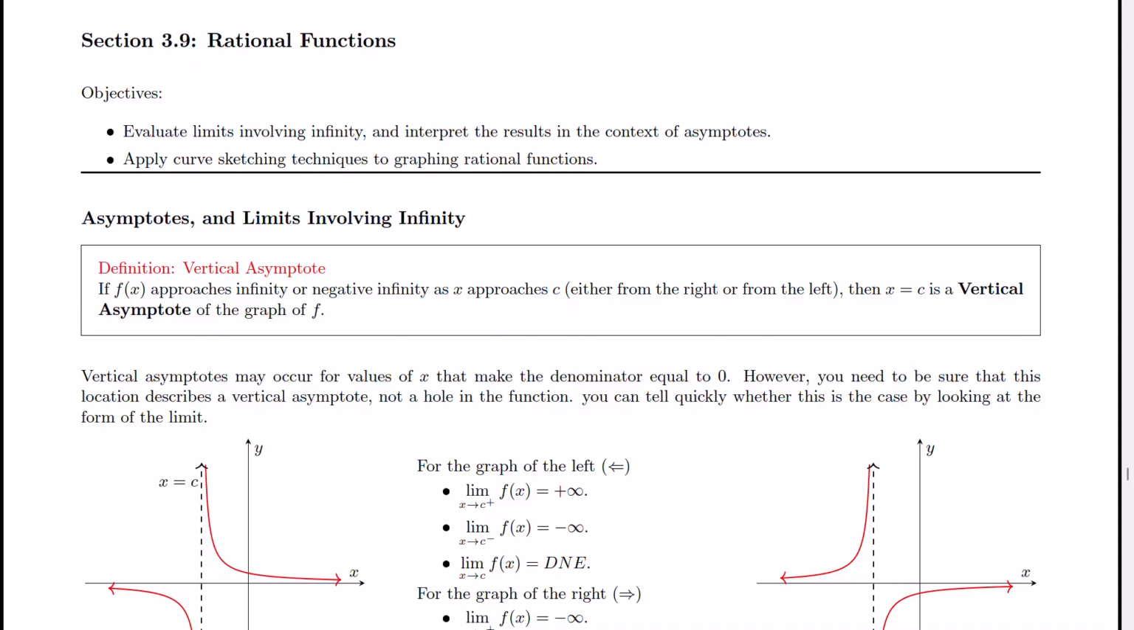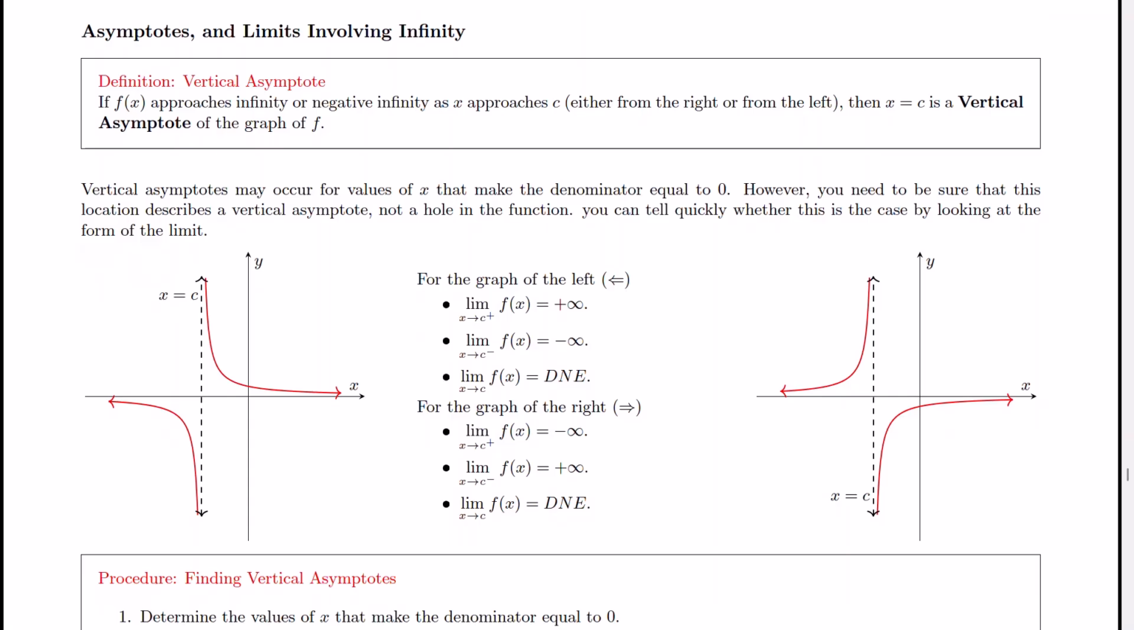First off, we have the definition of a vertical asymptote, and it's the following. If f of x approaches infinity or negative infinity as x approaches some constant called c, either from the left or the right, then we say that x equal to c is a vertical asymptote of the graph of f. So simply stated, if the function goes up or down forever near a number called x equal to c, then we say that x equal to c is a vertical asymptote.